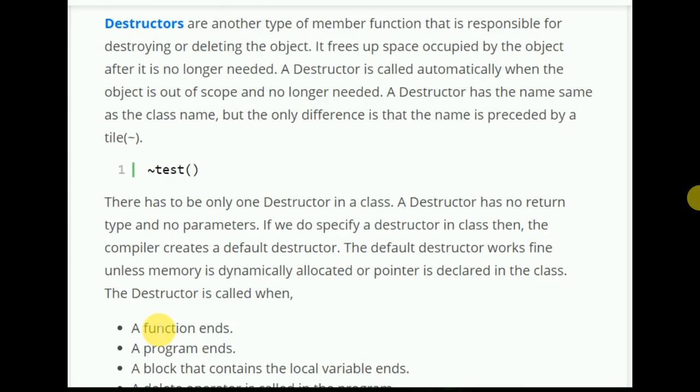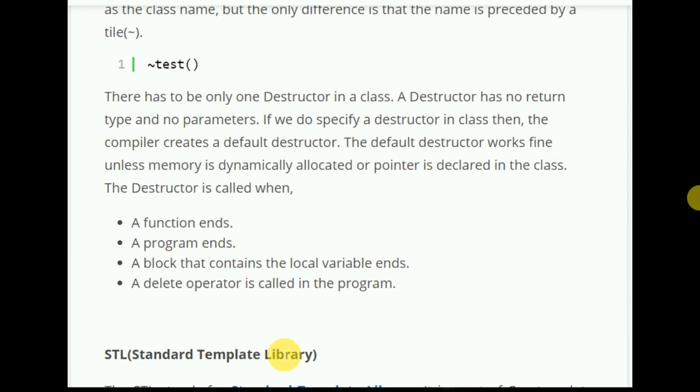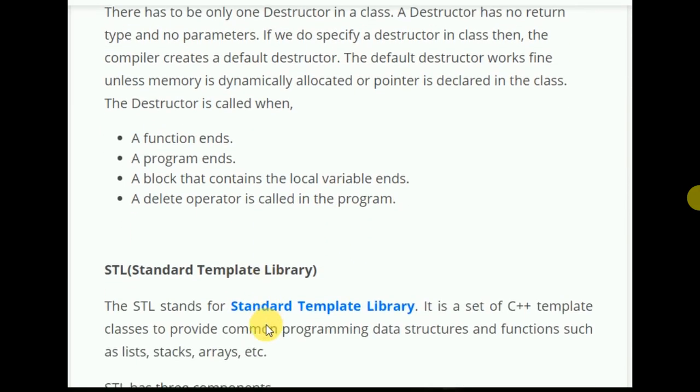There is only one destructor in a class. A destructor has no return type and no parameter. If we do not specify a destructor in the class, then the compiler creates a default destructor. The default destructor works fine unless memory is dynamically allocated or pointers are declared in the class. The destructor is called when a function ends, a program ends, a block that contains the local variable ends, or a delete operator is called in the program.